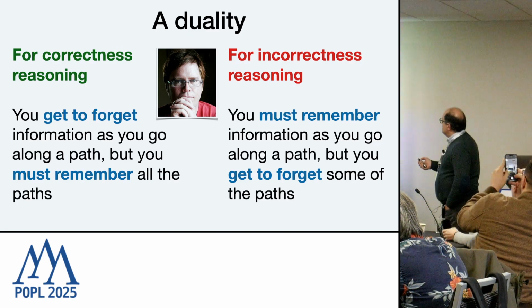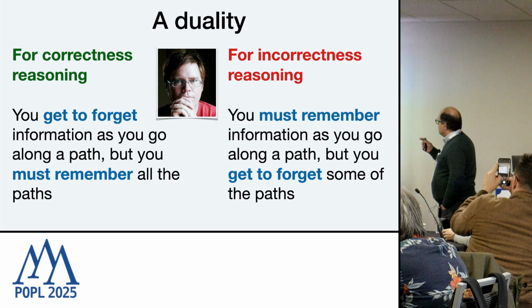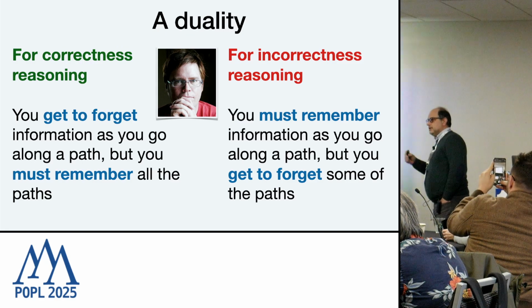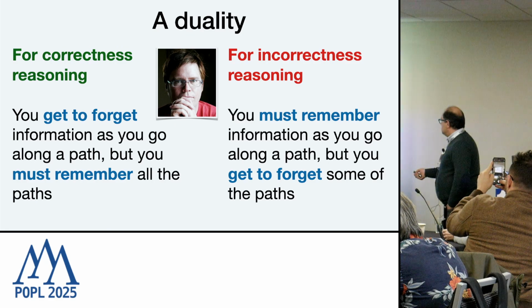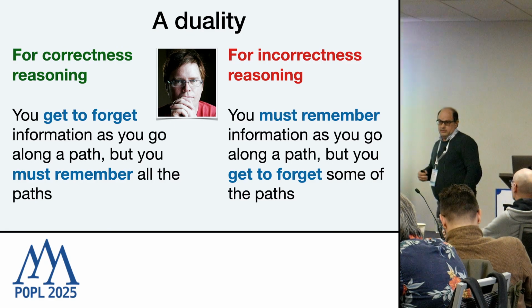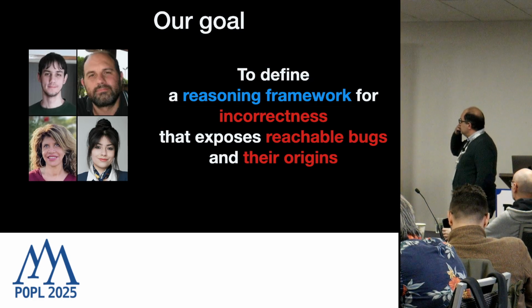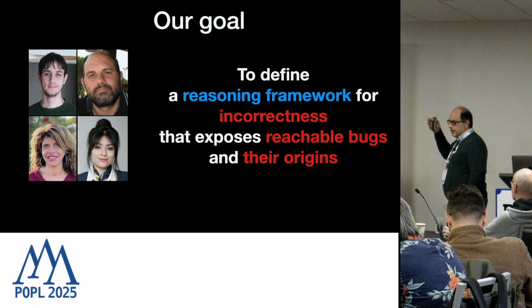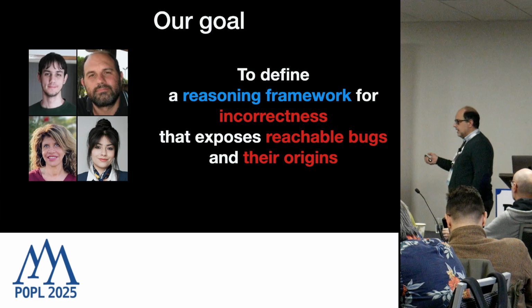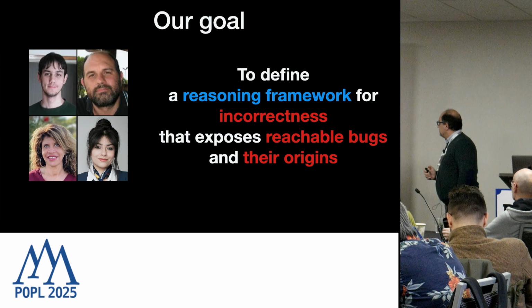Instead, for incorrectness, typically, you remember information as you go along a path, but you can forget some of the paths. You can drop disjuncts. And our goal was to define a reasoning framework for incorrectness that aims to expose reachable bugs and also their origins, their source of errors.